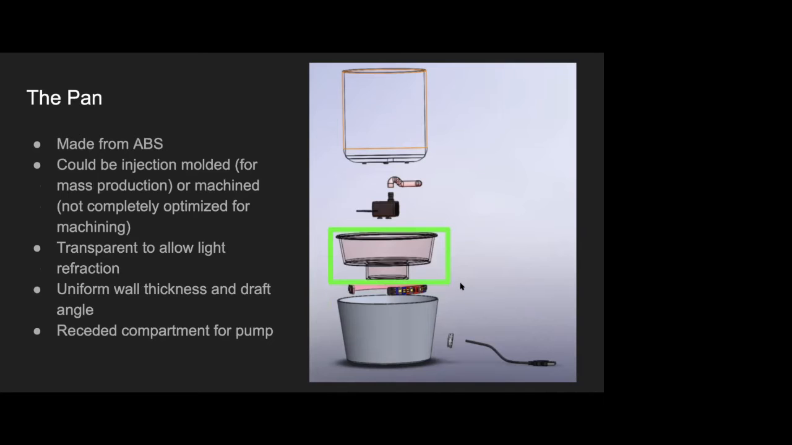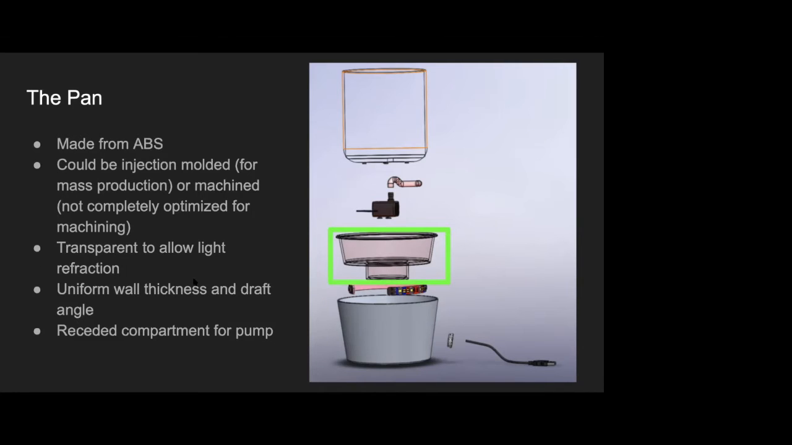So the pan would be made out of ABS, and I designed it to be injection molded. I wanted to gain a little bit more experience with injection molded design. However, I know that's for mass production, a way bigger production rate than what I was planning on. So this could also be machined, although it's not fully optimized for machining. There's a lot of material that needs to be removed. So I would iterate a little bit on the design of this if I were to machine it.